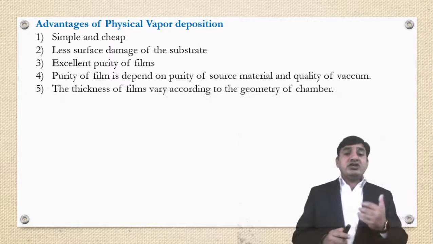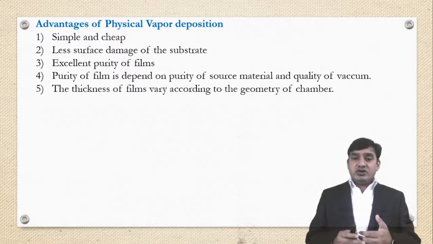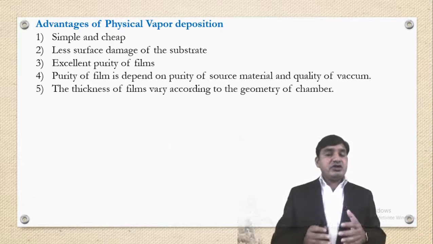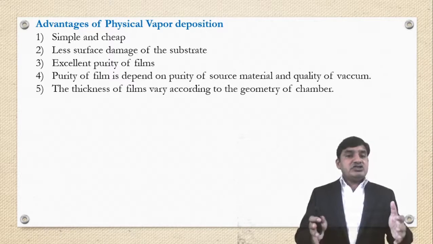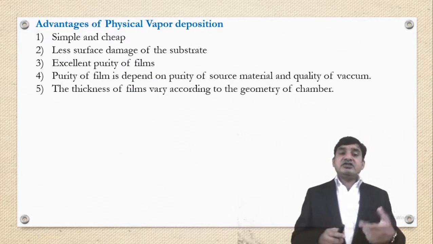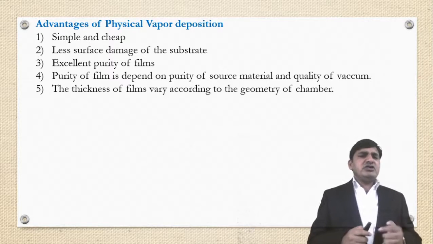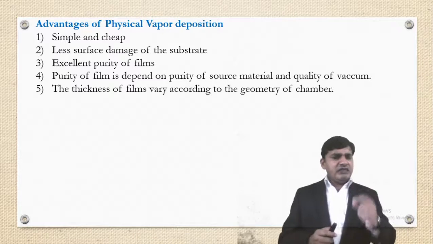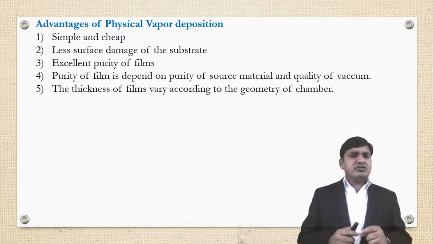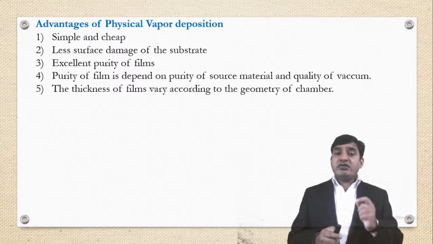Now the thickness of the film can vary according to the geometry of the chamber. If the chamber geometry of the vacuum chamber is changed, then the thickness of the film can also be changed. It also depends on the evaporation temperature, the evaporation process and the vacuum.